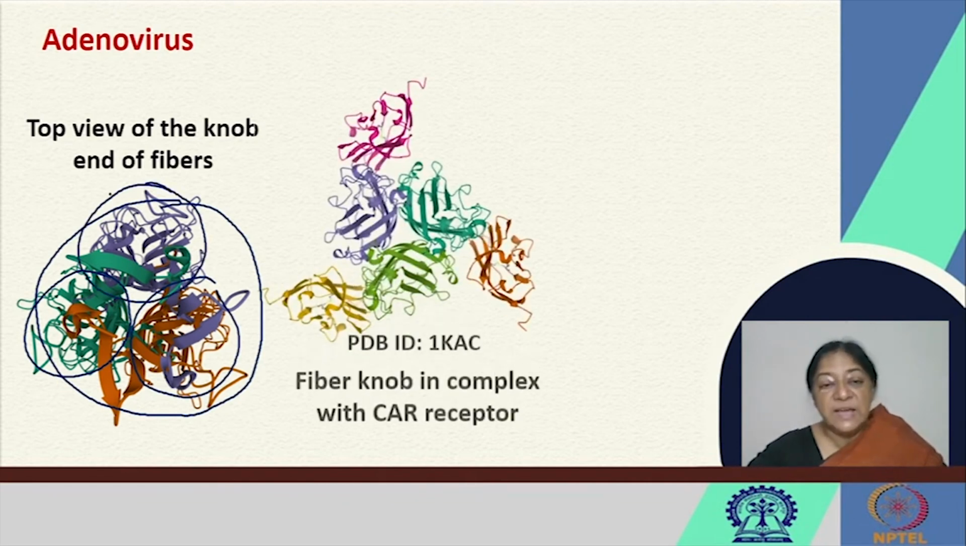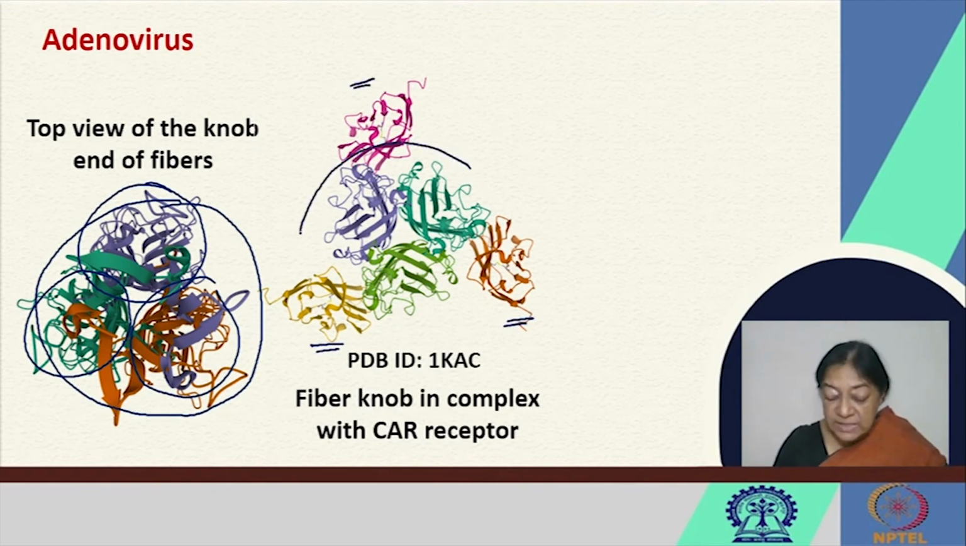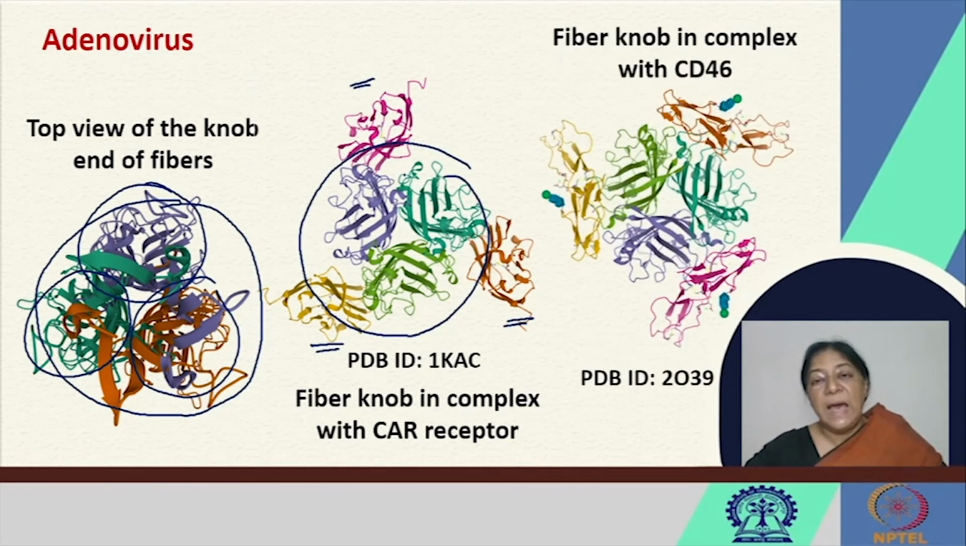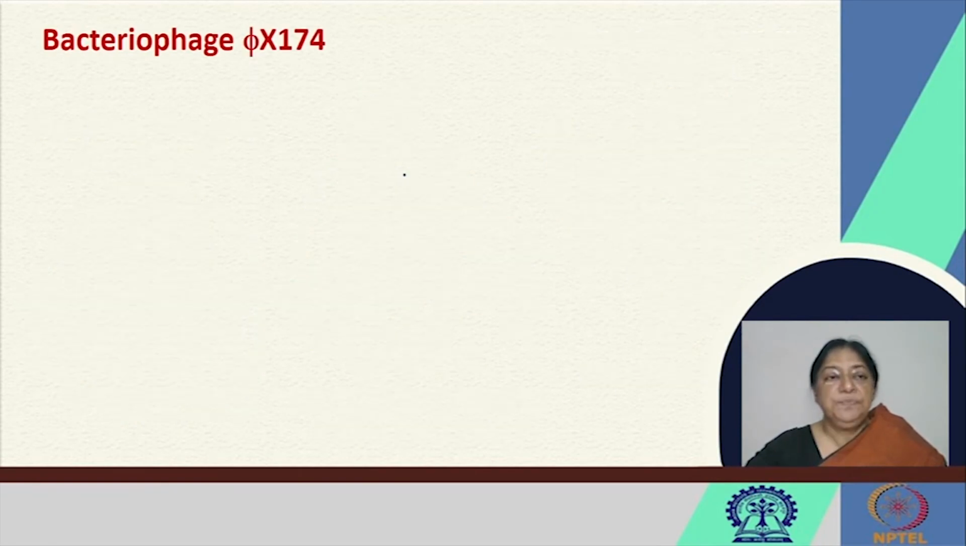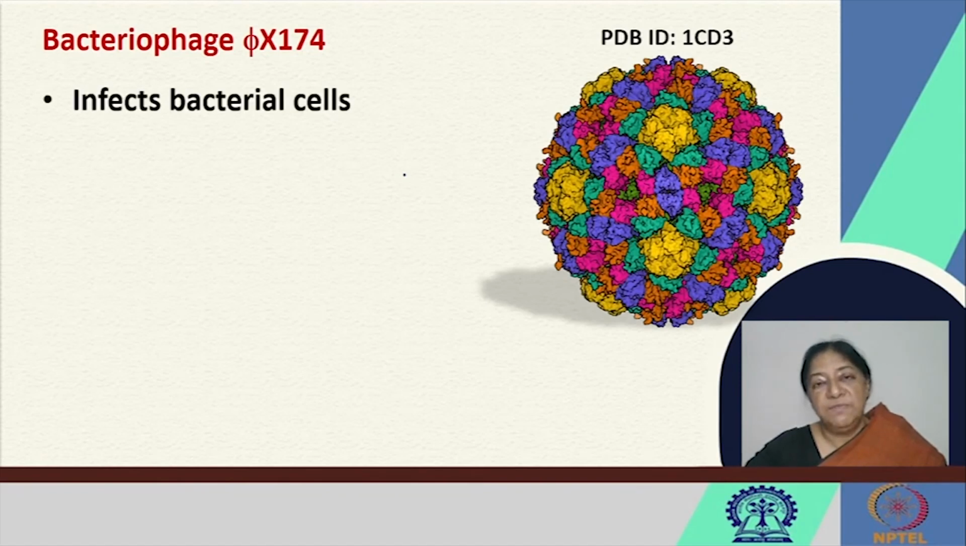If we look at their interaction now with specific receptors, we see how they can specifically interact with the receptors. This is the top view of the knob end of the fiber. Similarly, we can look at its complex with CD46. So when we are looking at these receptor interactions, these are specific types of protein-protein interactions, specific recognition that occurs between the proteins. The bacteriophage is another of these viruses that infects bacterial cells.